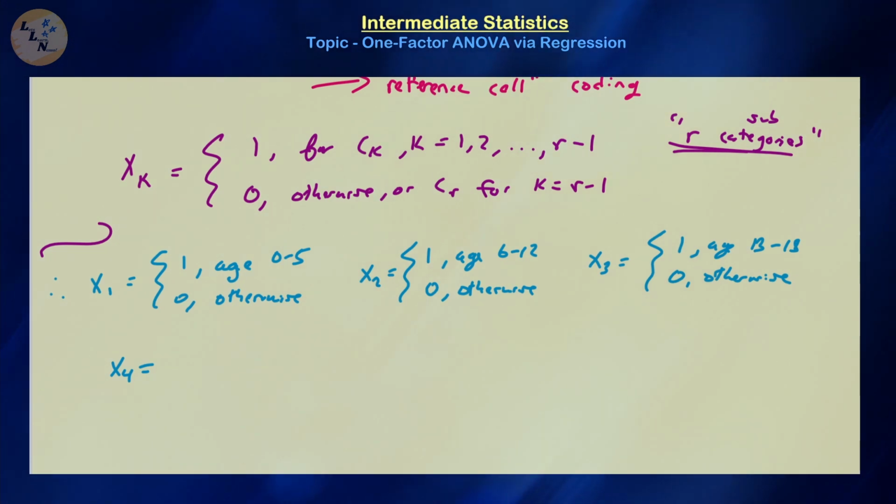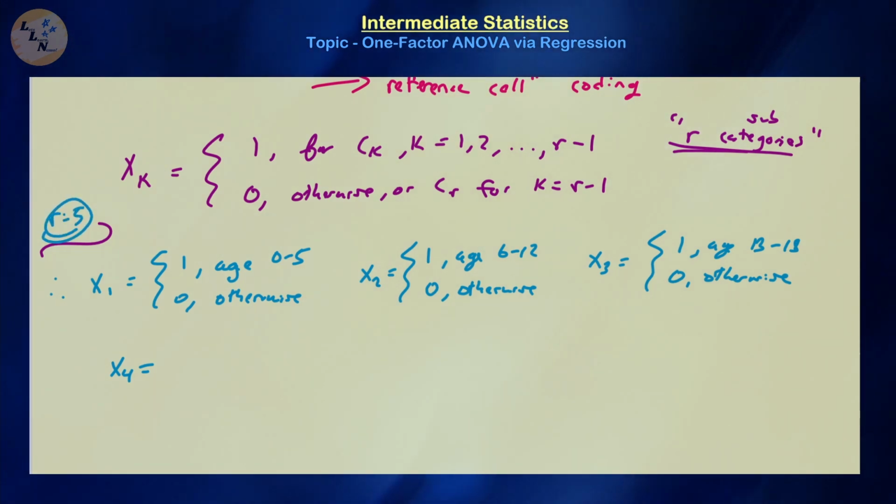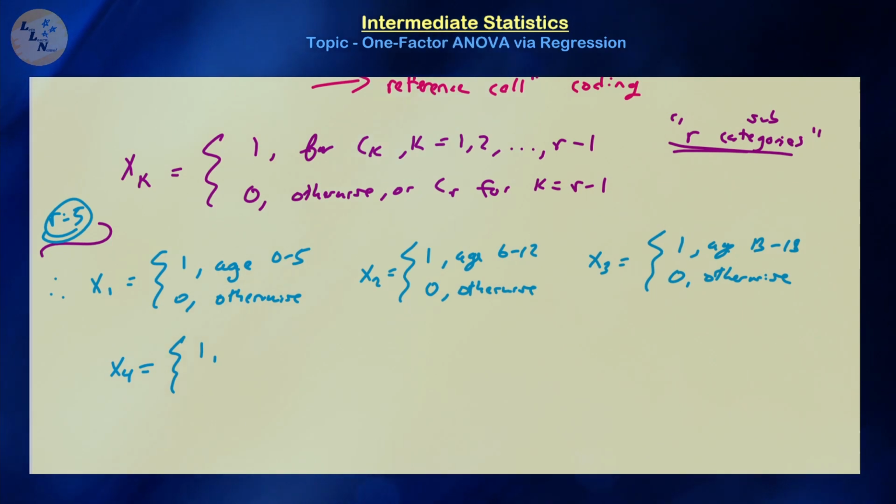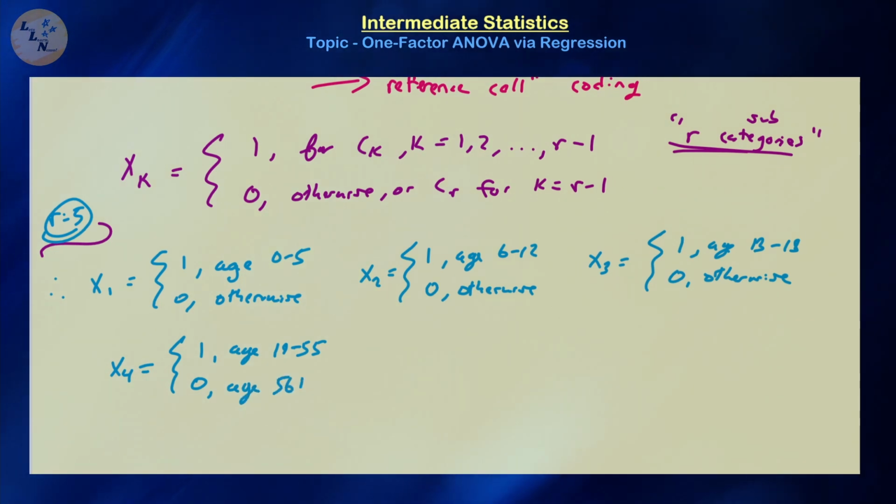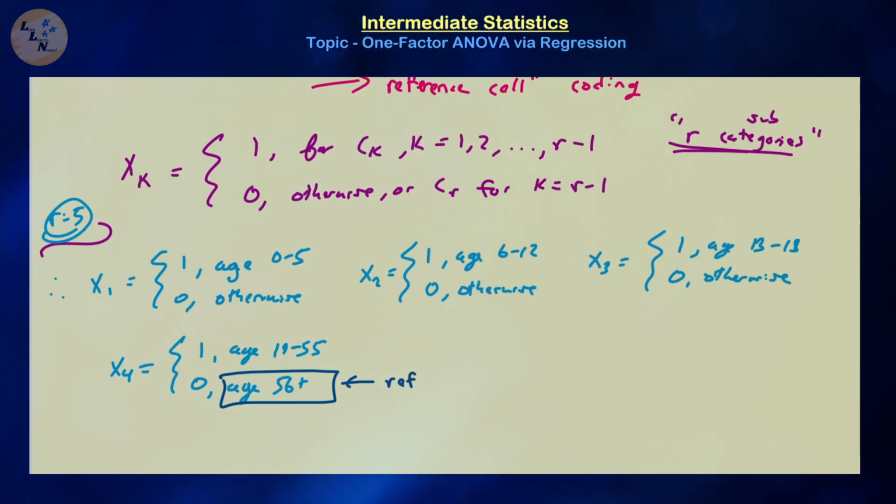So notice that we have r equal to 5 subcategories. That means we're only going to need r minus 1 dummy variables to represent that, where the first value is going to be 1. This is going to be for our age 19 through 55, and 0 is going to correspond to our age 56 plus. So this is our reference group. And keep in mind, it doesn't matter which group you use as a reference group. Of course, your model will be different, but the conclusions will be the same.